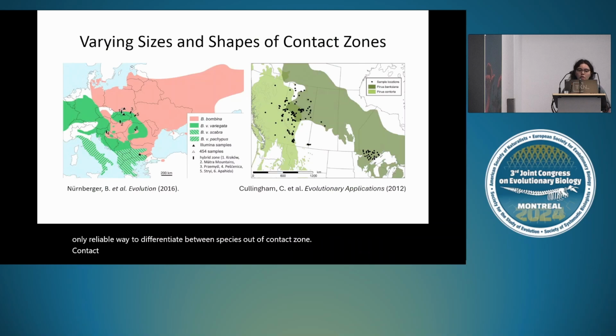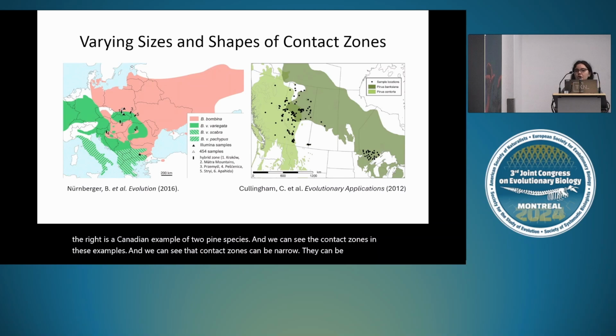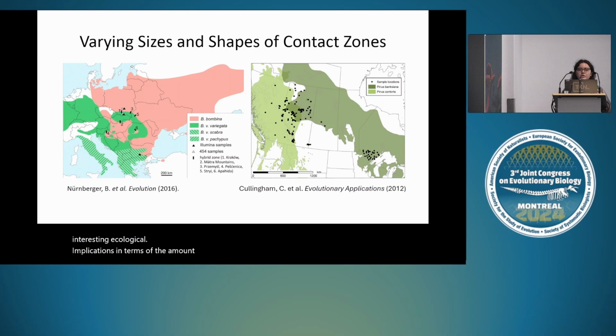Contact zones come in all shapes and sizes. Pictured are two examples. On the left is a contact zone of two Bombina species, and on the right is a Canadian example of two pine species. We can see that contact zones can be narrow, they can be wide, they can be linear, they can be jagged, and the size and the shape of contact zones can have interesting ecological implications in terms of the amount of overlap, and in terms of competition or ecological interactions between the species.